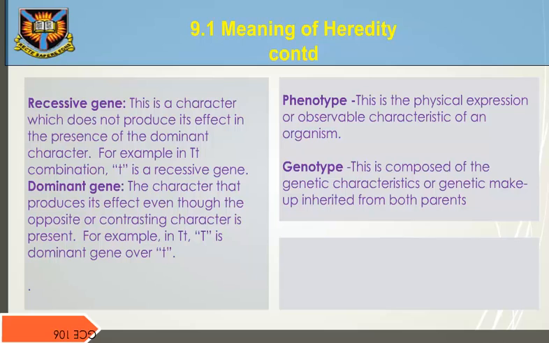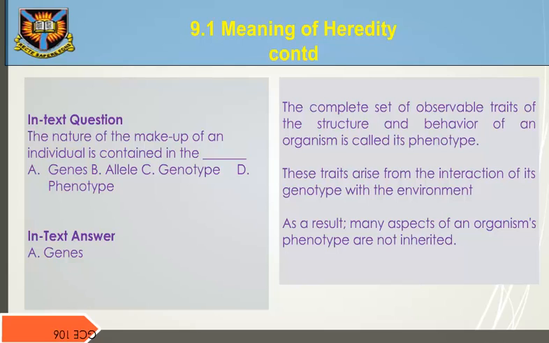Phenotype. This is the physical expression or observable characteristic of an organism. Genotype. This is composed of the genetic characteristics or genetic makeup inherited from both parents. The complete set of observable traits of the structure and behavior of an organism is called its phenotype. These traits arise from the interaction of its genotype with the environment. As a result, many aspects of an organism's phenotype are not inherited.